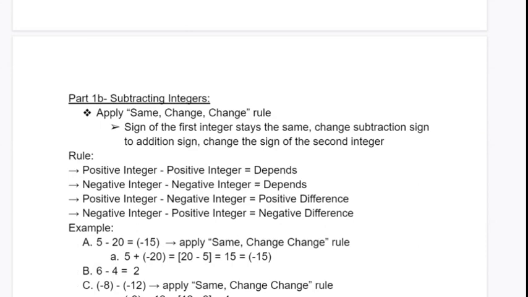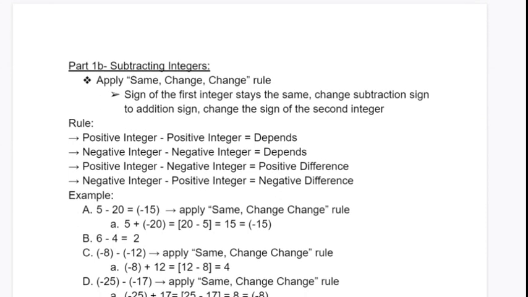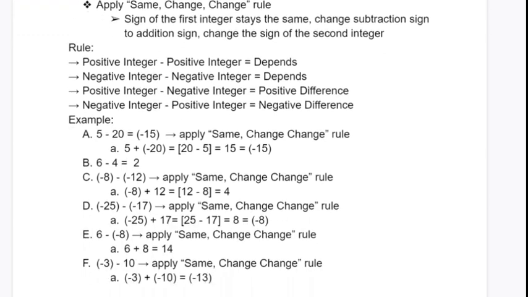Part 1B is subtracting integers. With subtracting integers, we do the same change rule. What this means is you have the sign of the first integer, which stays the same. You're going to change the subtraction sign to addition, and then you're going to change the sign of the second integer. So it's kind of wordy here, but I'm going to go through a couple of examples so you can see what I mean.